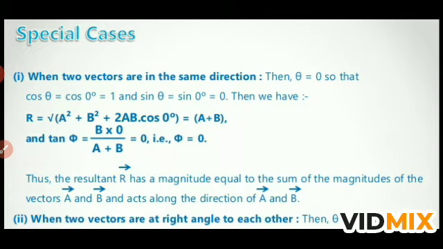If you see here, it is written A plus B as the resultant when the two vectors have 0 angle between them, or we can say that both vectors are parallel to each other. And what is the angle between them?